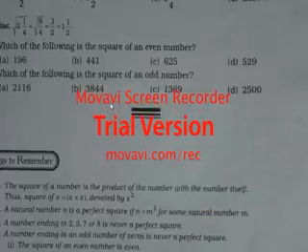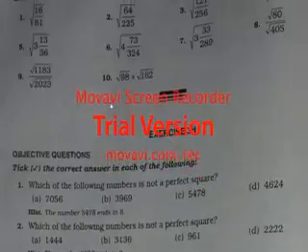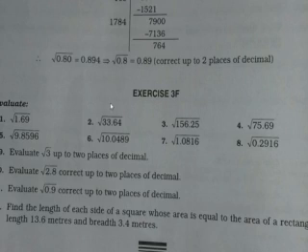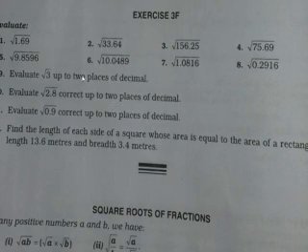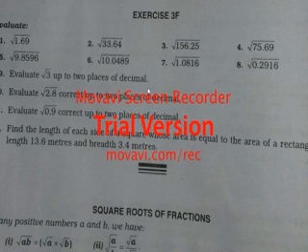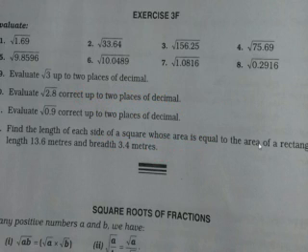Okay, so let's move towards question number 12, whose solution I had made over here. Of course, it has been said to find up to 2 decimal places. You find it up to 3 and then round it up. It's very easy. Here it has been said in question 12, find the length of each side of a square whose area is equal to the area of a rectangle of length 13.6 meter and breadth 3.4 meter.